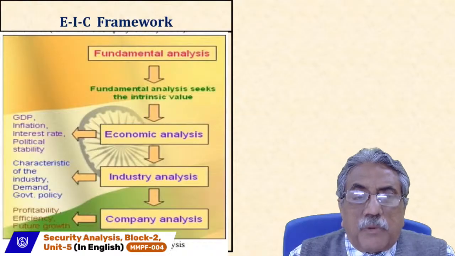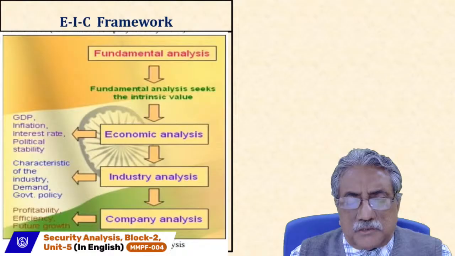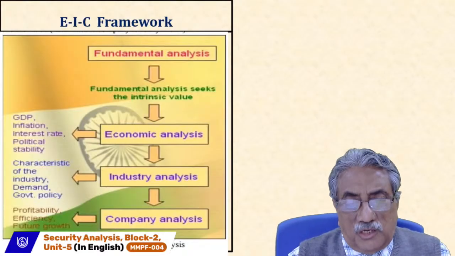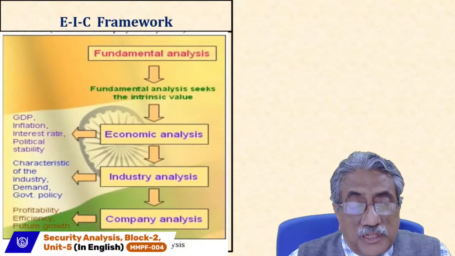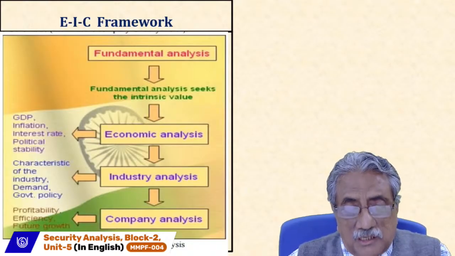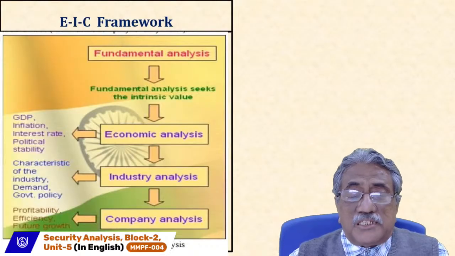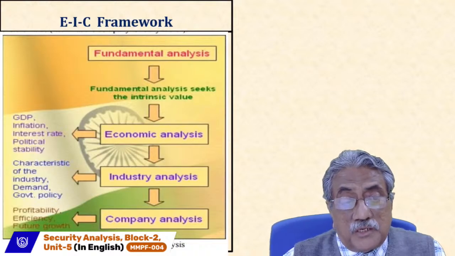Second stage, what do we look at here? What I see here is GDP, that is gross domestic product, that is how the country's economy is doing overall. Is it growing? If GDP is growing, that means there is a lot of production, a lot of employment, etc. Inflation is benign, interest rate is moderate, political stability is there. All these things are there in the economic analysis.